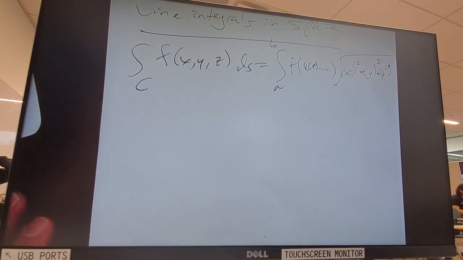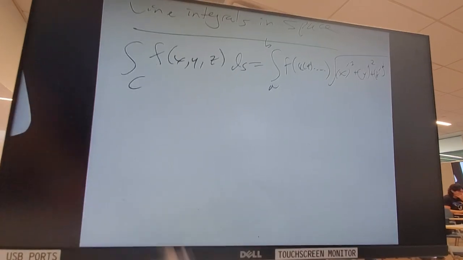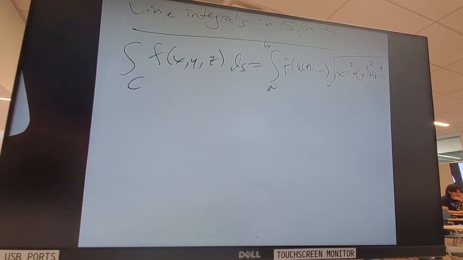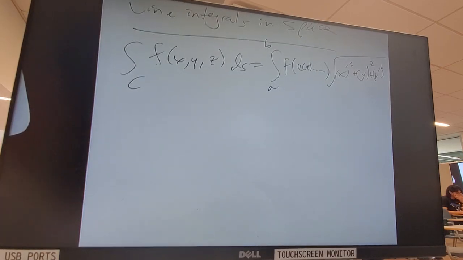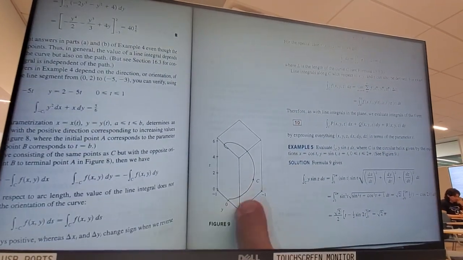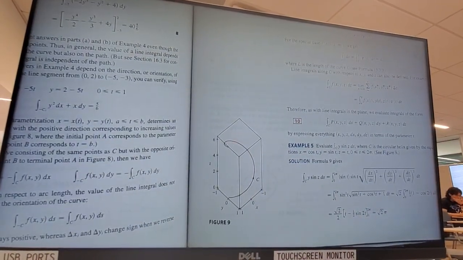So, oh yeah, let's try an example out of the book real quick. Page 1137. I don't know if you guys remember that back in the day we actually graphed a few of these line curves, space curves.